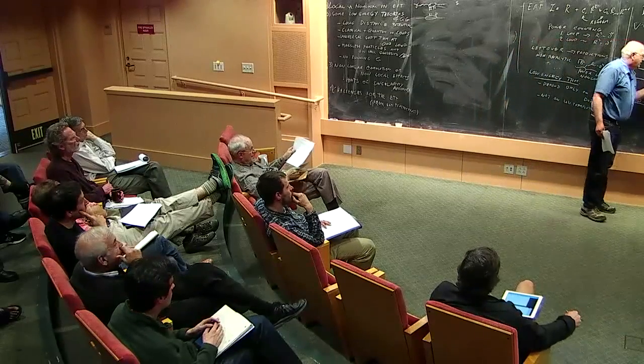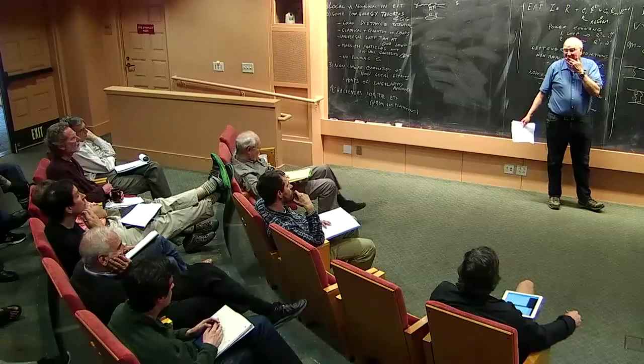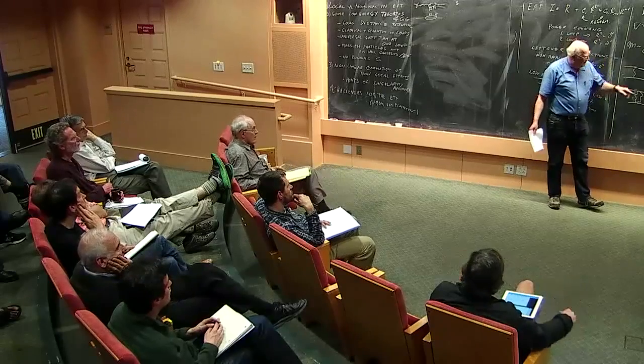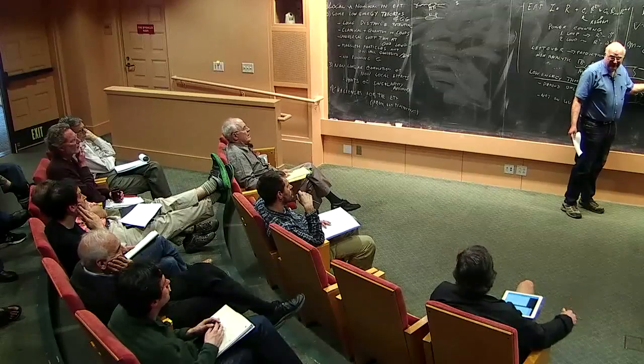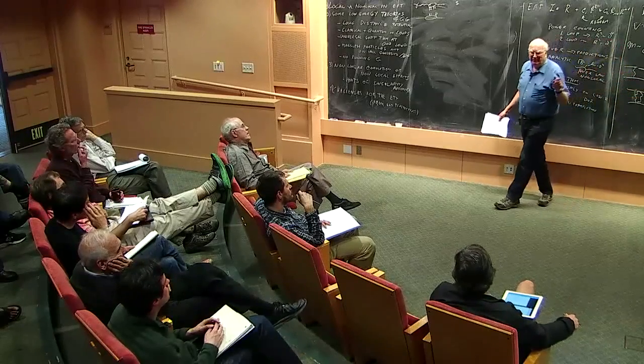I would love to have a way to actually do the sum. But the next order one has an extra graviton coming out there. It's got the four graviton vertex. Yeah, I'm a little bit scared of that one.